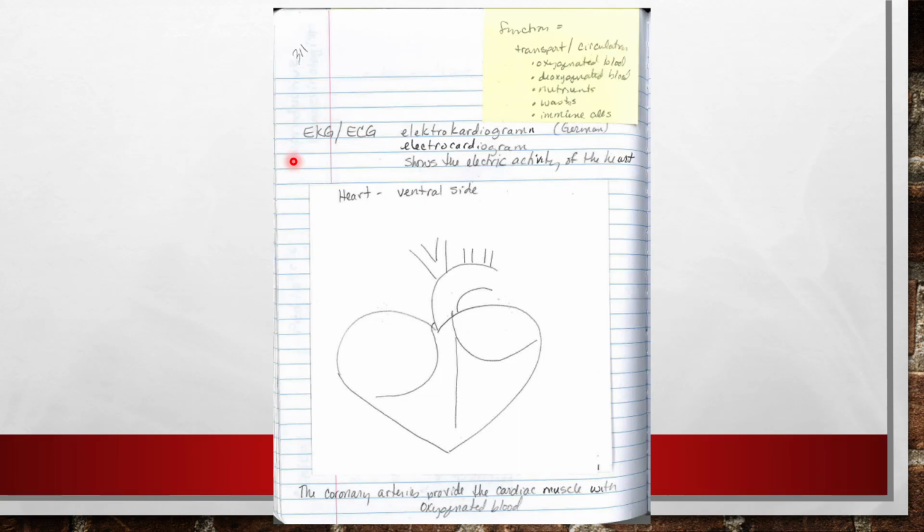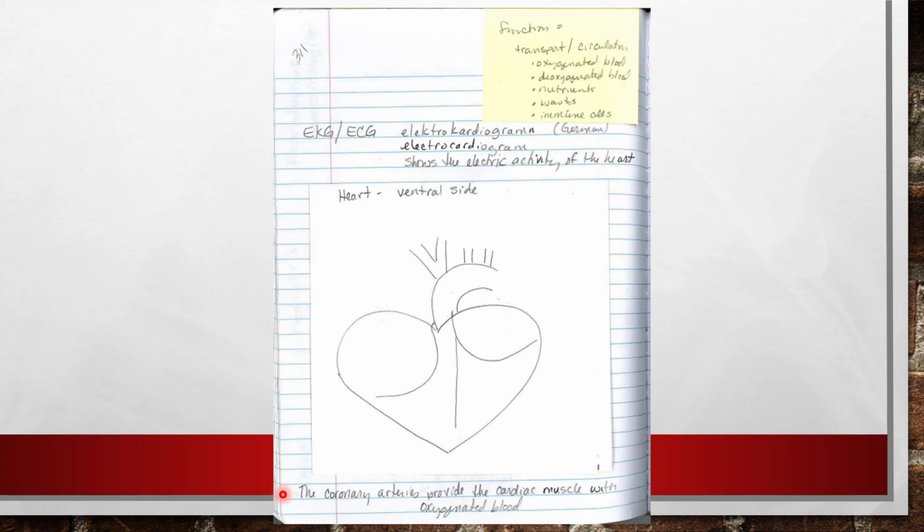An important procedure is the EKG/ECG. Both of these abbreviations mean the exact same thing. It's just the electrocardiogram, with a K is the German spelling. An EKG/ECG, the electrocardiogram, shows the electrical activity of the heart.